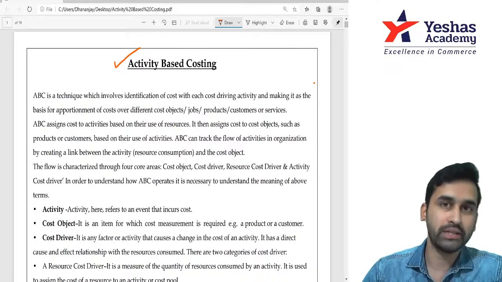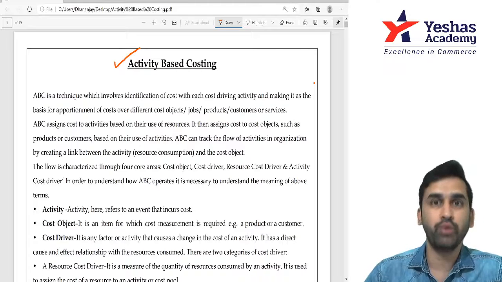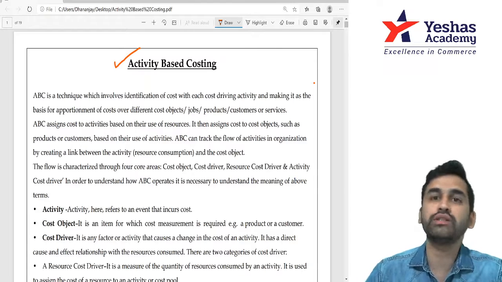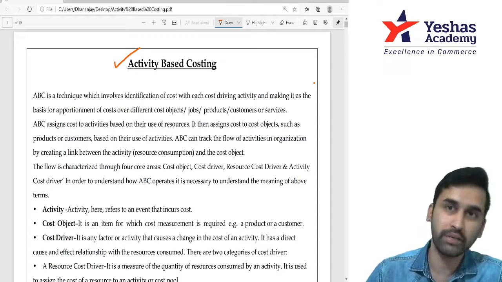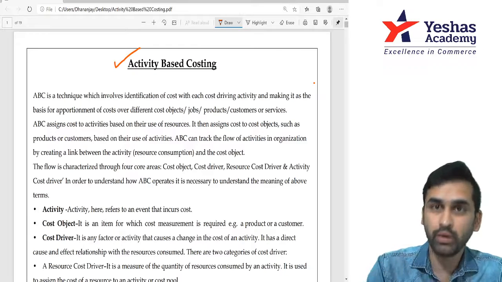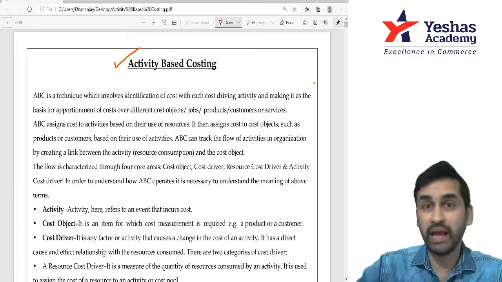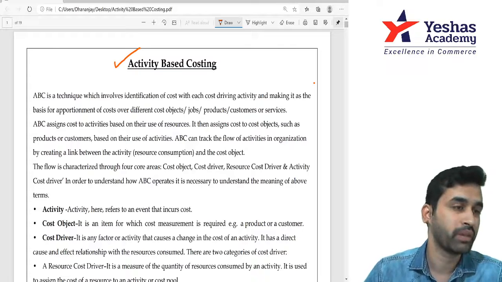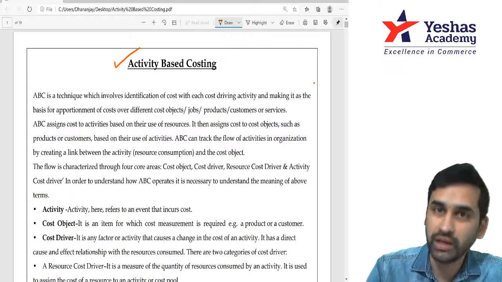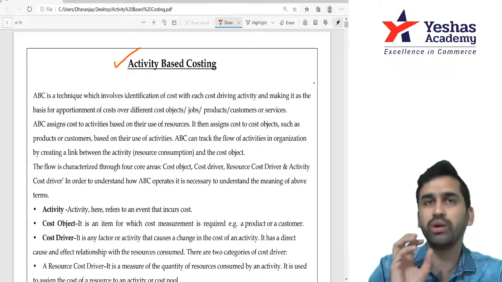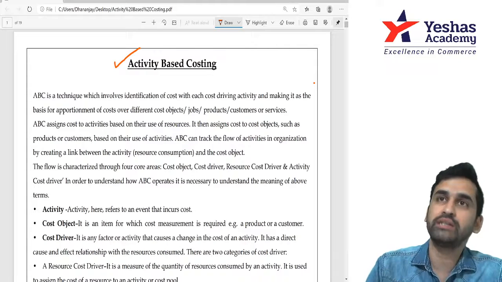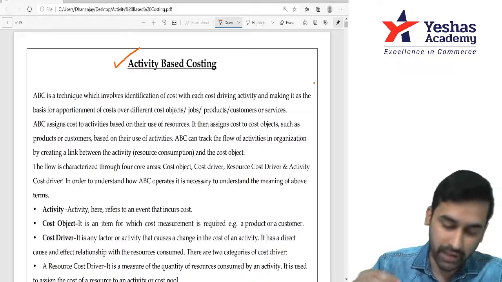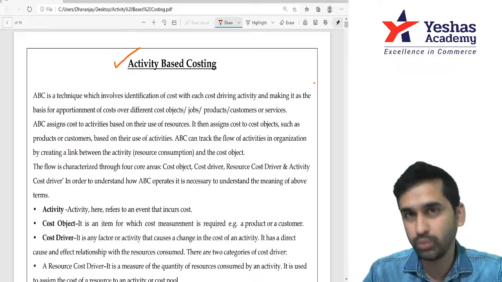Because in the overhead chapter, the main focus is estimation of overhead using percentage method, machine hour rate method, labor hour rate method, departmental overhead rate method versus blanket overhead rate method, and then machine wise machine hour rate method. Correct? The focus was estimation of overhead. We are going to learn estimation of overhead in activity based costing chapter also, right?